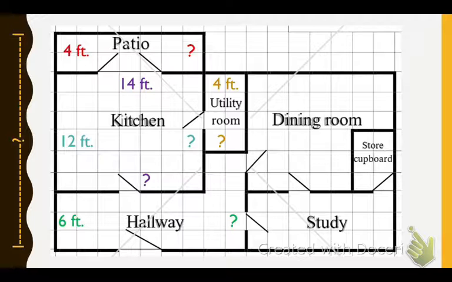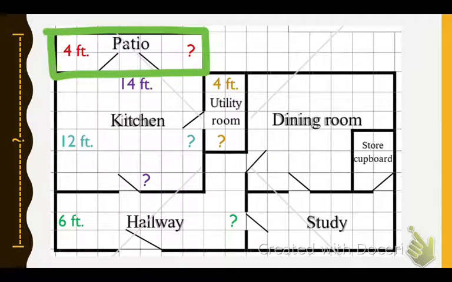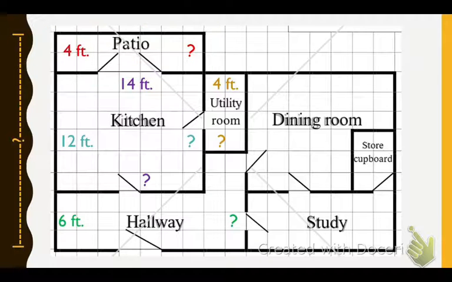So right now I just want us to focus on this patio right here. Okay, do you see there's a question mark in there? Reagan, how long do you think that question mark on the patio is going to be? 4 feet. 4 feet. How'd you figure that out? Same side. You're right. If I look at what is parallel over here, if that was 4 feet, that means this also is going to be 4 feet.